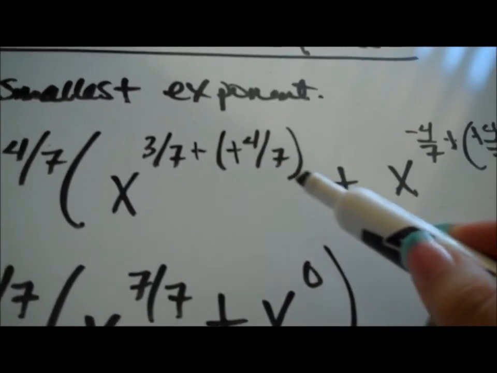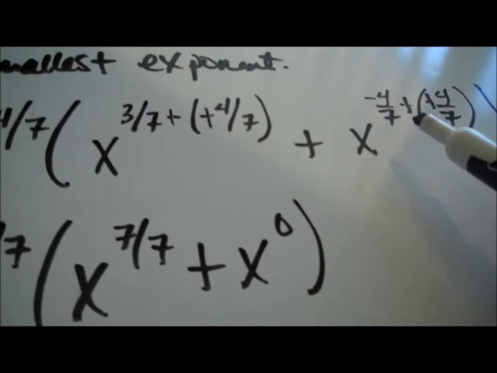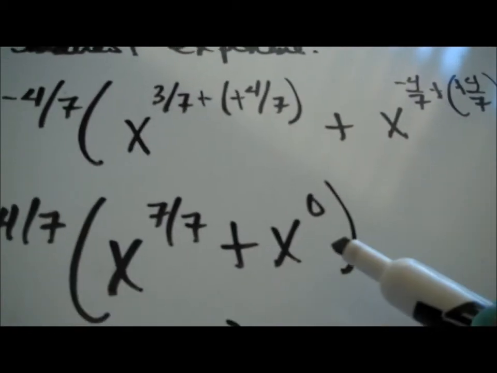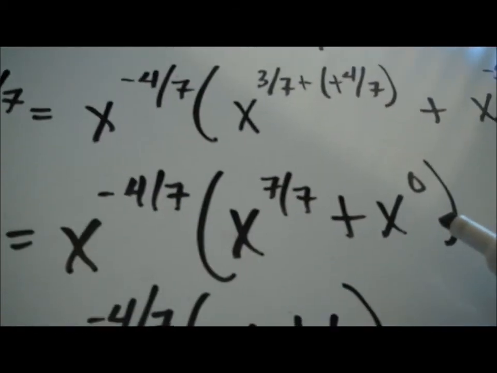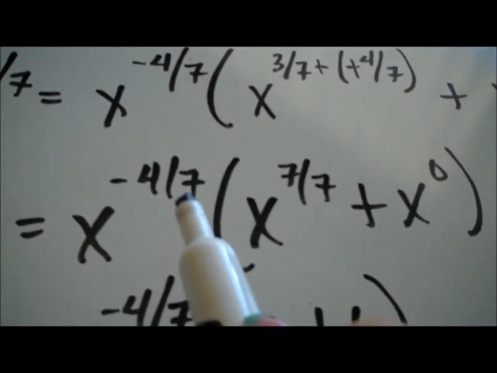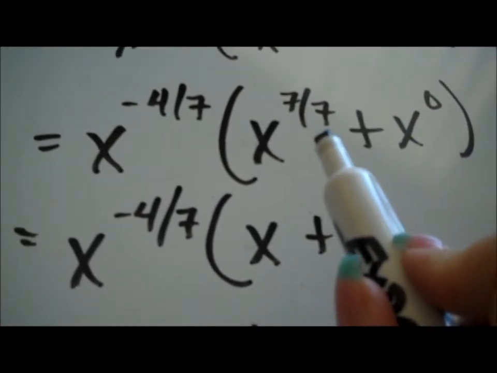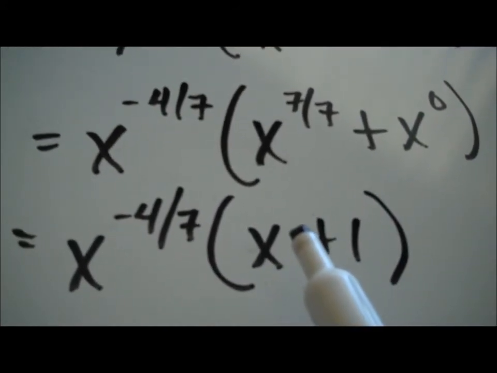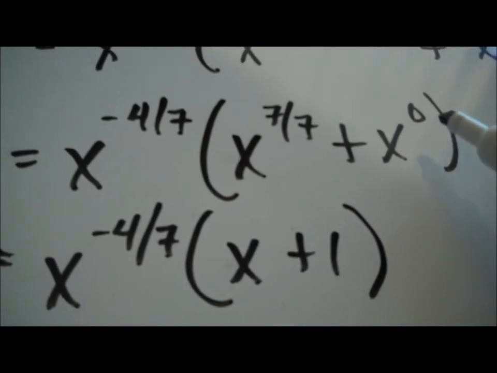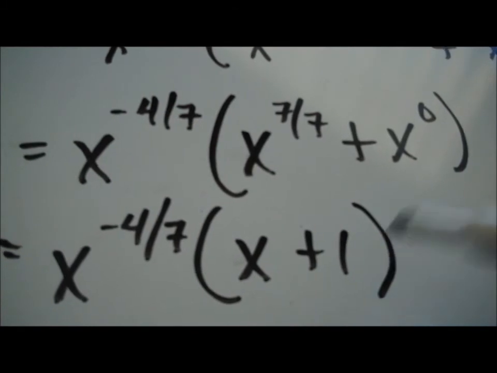So I have 3/7 plus 4/7, which is 7/7. And negative 4/7 plus 4/7 is 0. I still have x to the negative 4/7 on the outside, because that's what I'm factoring out. But I need to simplify this. So I get x to the 7/7, which is technically x to the 1 power, and anything raised to the 0 power is just a flat out 1. Okay, so this is what we get.